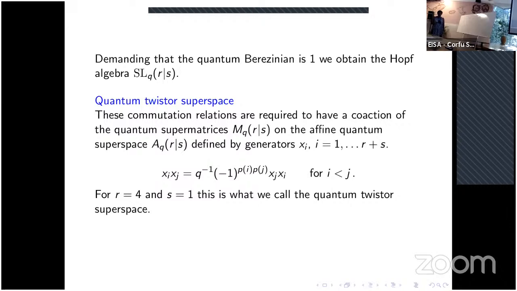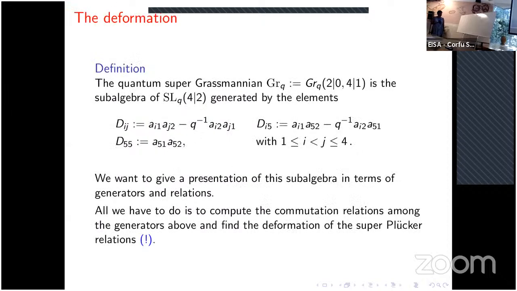Parity of i, parity of j. Okay. But what we do now is to make a definition. I need to define what the quantum Grassmannian is, and we do it inspired by the original Grassmannian. We define it to be the subalgebra of SL_q(4|1) generated by these determinants, which have now become quantum determinants, and D55, which is not changed.